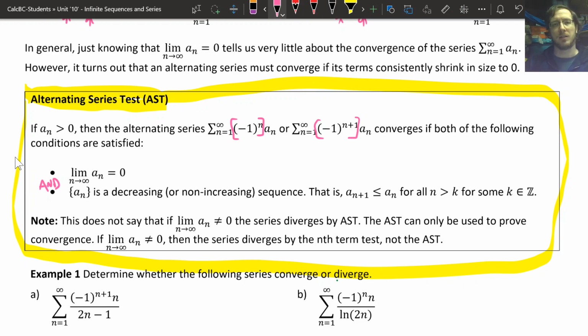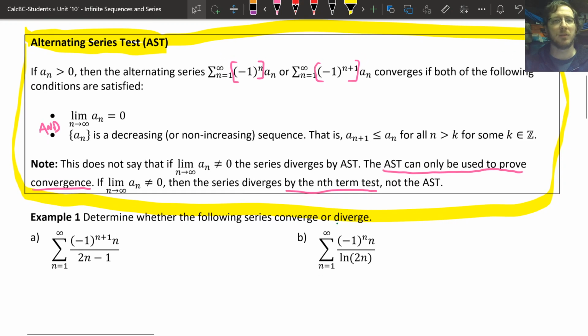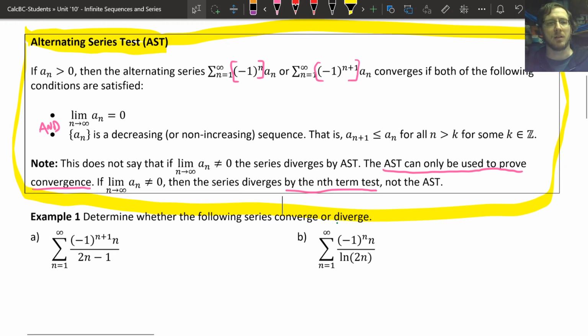It doesn't have to start right there at 1, but at some point it decreases for the remainder of the sequence. Note, this does not say that if the limit as n approaches infinity of a sub n does not equal 0, the series diverges by AST. AST can only be used to prove convergence. If the limit as n approaches infinity of a sub n does not equal 0, then the series diverges not by the AST, but by the nth term test. So keep that in mind. We're never going to use AST to show divergence. It may be a step along the way, but it won't be the reason to show divergence.